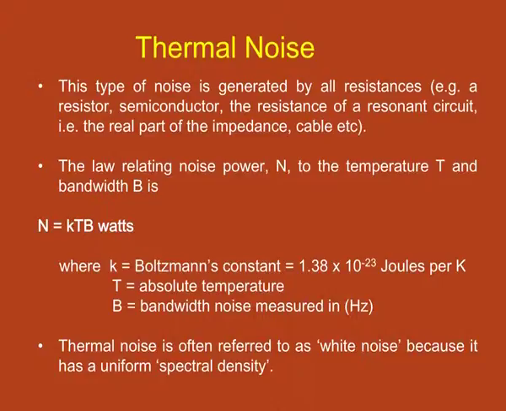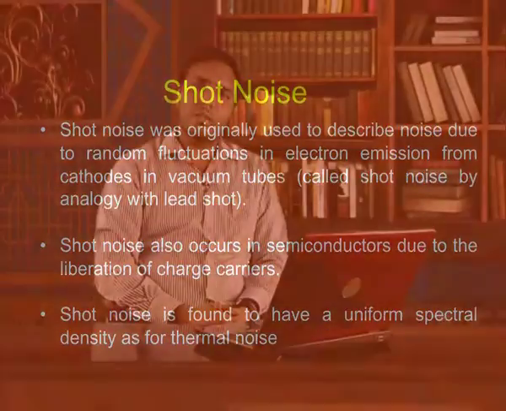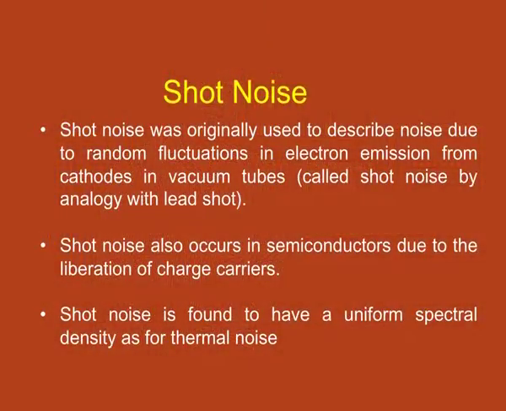Another kind of noise which is of importance is shot noise. Shot noise was originally used to describe noise due to the random fluctuations in electron emission from cathodes in vacuum tubes. This is the reason why the name shot noise was given, but shot noise is also caused in semiconductors due to the liberation of charge carriers, and it also has uniform spectral density. There are a few more types of noise which are of value, and when we have a baseband signal, all these kinds of noises will affect it. When we have passband signals in a higher frequency range, mainly the noises which affect are shot noise and thermal noise.